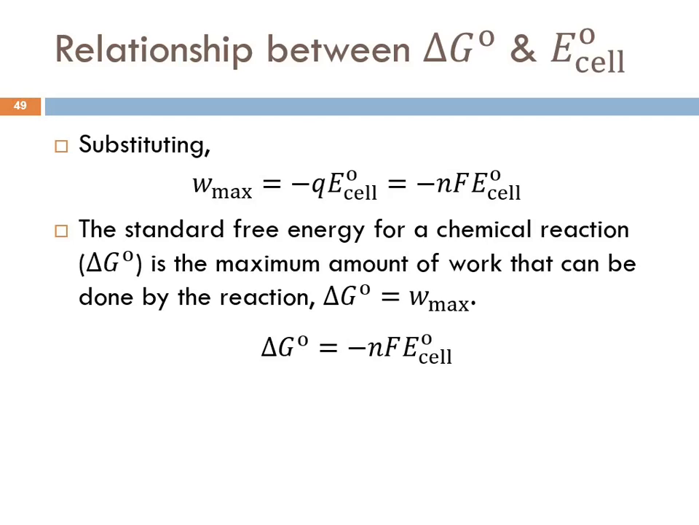Now, a while ago, when we were talking about free energy, standard free energy is the maximum amount of work that can be done by a reaction. Delta G equals the maximum work. So we can take this and substitute in here, and we end up with this little gem. The change in free energy for the reaction equals minus nFE°cell. n is the moles of electrons. That comes from the stoichiometry of the equation. F is Faraday's constant, and E°cell is the standard cell potential that we just learned how to calculate. Any questions?